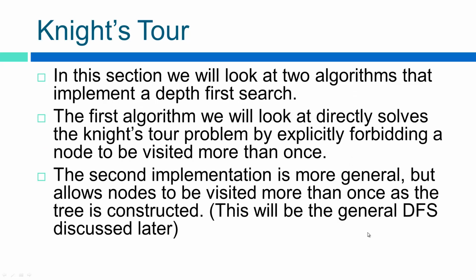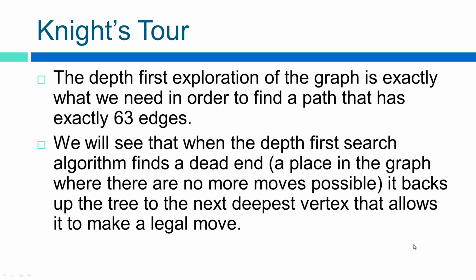In this section, again, we're going to look at two algorithms that implement depth first search. The first algorithm is directed particularly to this specific puzzle, the Knight's Tour problem, and it explicitly forbids a node to be visited more than once, which is exactly what the Knight's Tour puzzle was. We wanted to visit every position on the board exactly once as a knight. Later on, we're going to discuss a more general DFS, which we'll do in the next lecture. So the depth first exploration of the graph is exactly what we need in order to find a path that has exactly 63 edges.